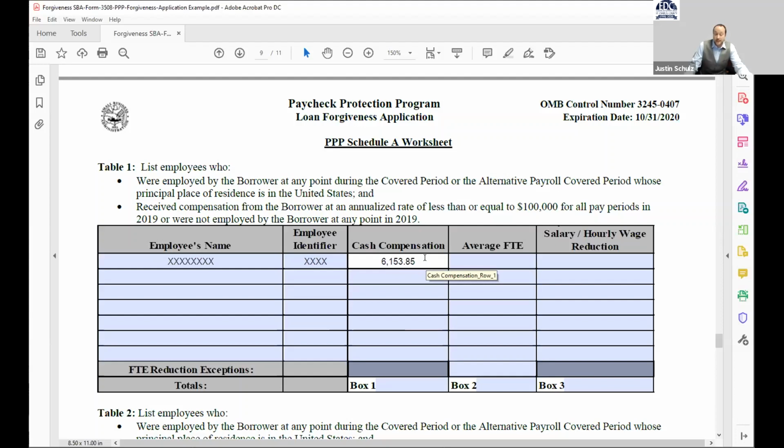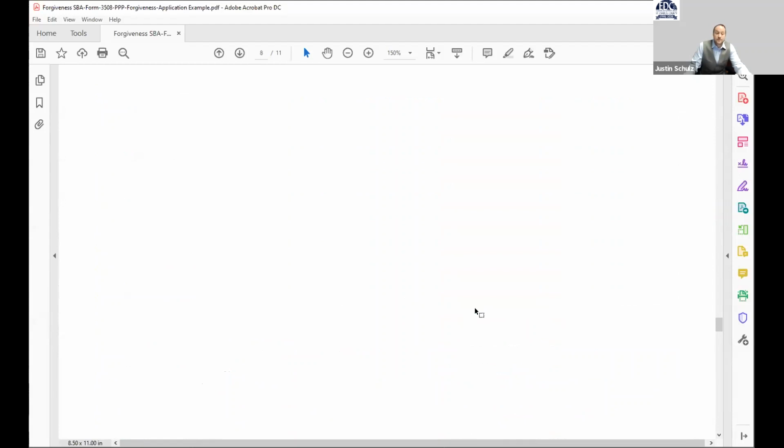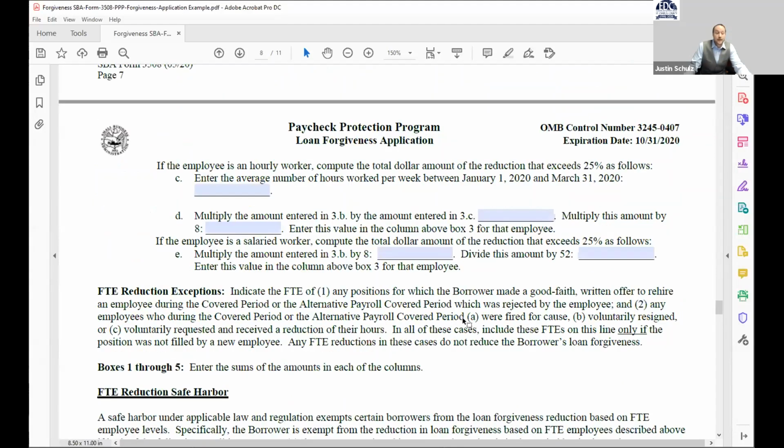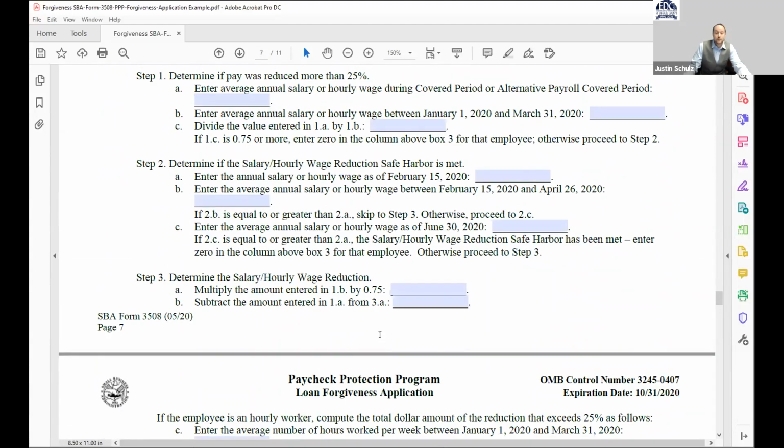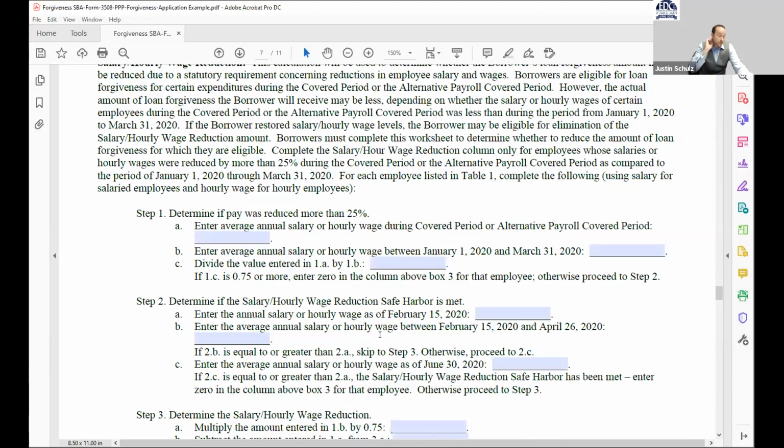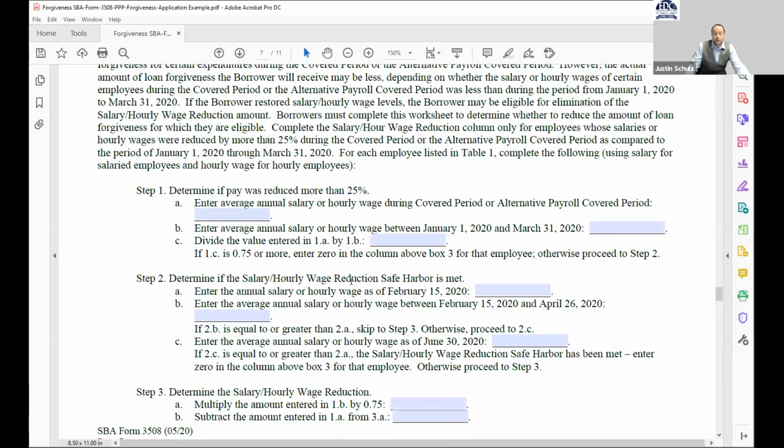The next thing that you're going to calculate is, I'm going to skip the average FTE, because the cash compensation kind of goes hand in hand with the salary and hourly wage reduction. And so this is only if it's necessary. They have a three-step determination whether or not there's any reduction in your forgiveness amount based upon you lowering somebody's salary or hourly wage by more than 25%.